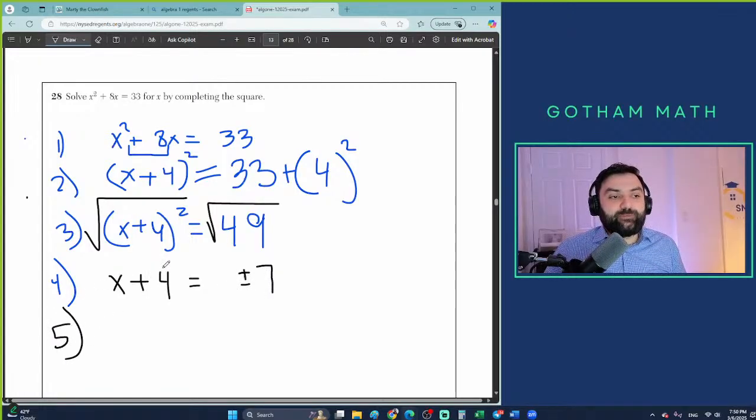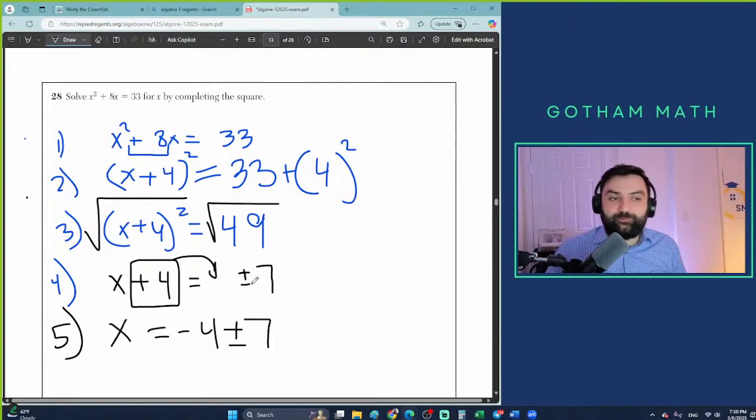Step number 5 is to move the 4 to the right side, or whatever number is there. But don't forget that it's going to change its sign. So now it was positive 4, it becomes negative 4, plus minus 7.